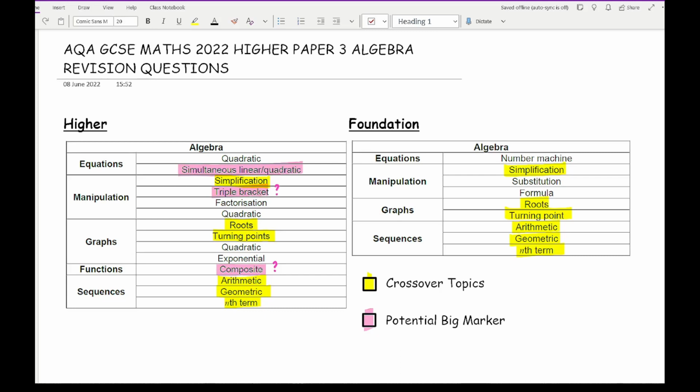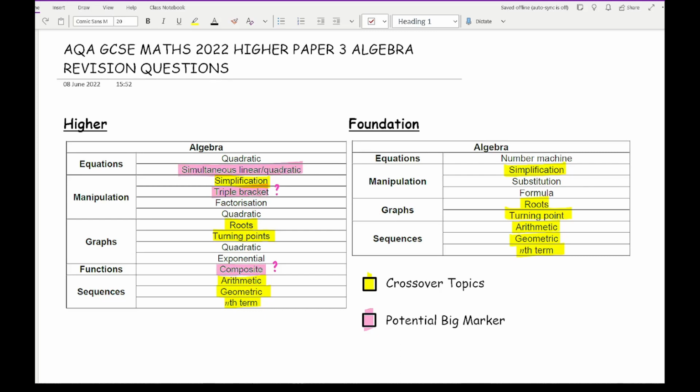Simultaneous equations, and linear and quadratic equations, usually have about 4, 5 or 6 marks depending on how much work you need to do. So expect that one to be a big mark question. With regard to triple brackets, I've gone through a few examples and researched questions from past exam papers, and usually they are worth roughly between 2 and 3 marks.